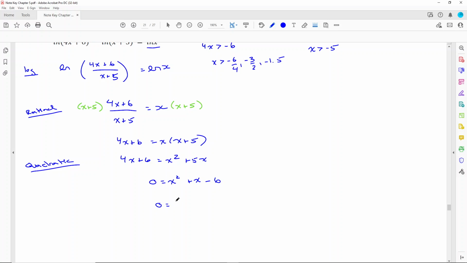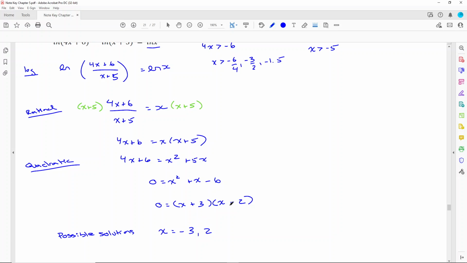So to factor this, I'm going to factor to 2 binomial brackets, x, x. My two numbers that multiply to give me negative 6 and add to give me 1 are 3 and negative 2, which means that x equals negative 3 and 2. Now these are possible solutions. So just because I solve for it doesn't mean that they're true.